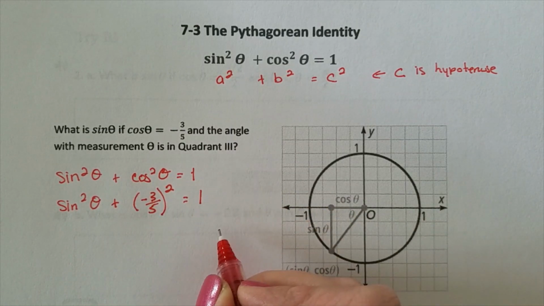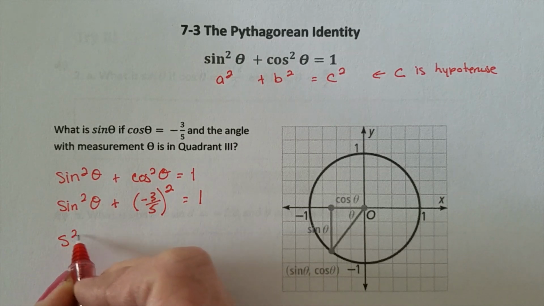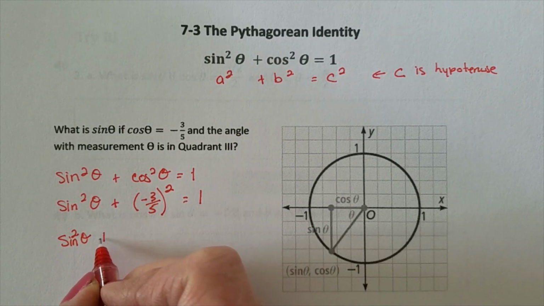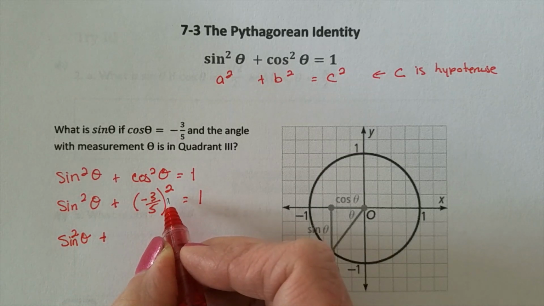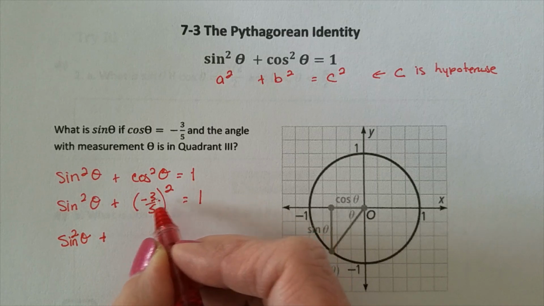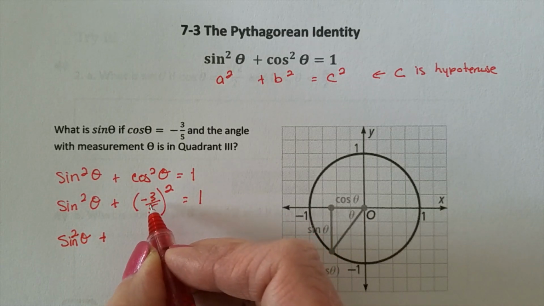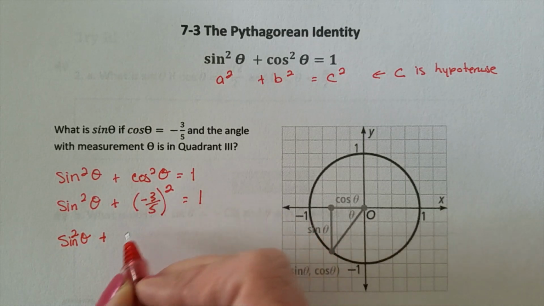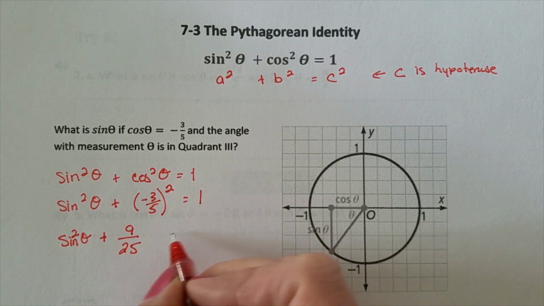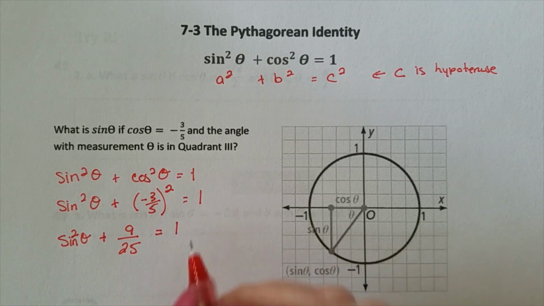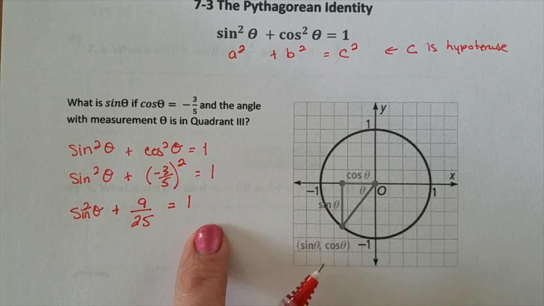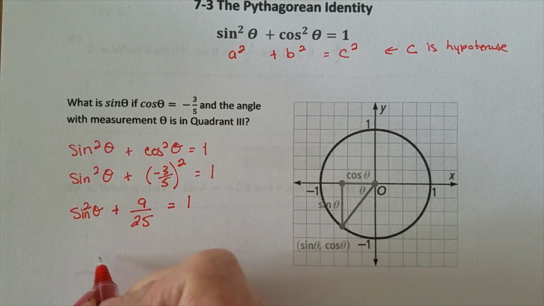And now let's start simplifying. Sine squared theta plus, properties of exponents. You need to distribute that 2 to the numerator and the denominator. -3 squared is 9. 5 squared is 25. And now we would subtract 9/25 from both sides.